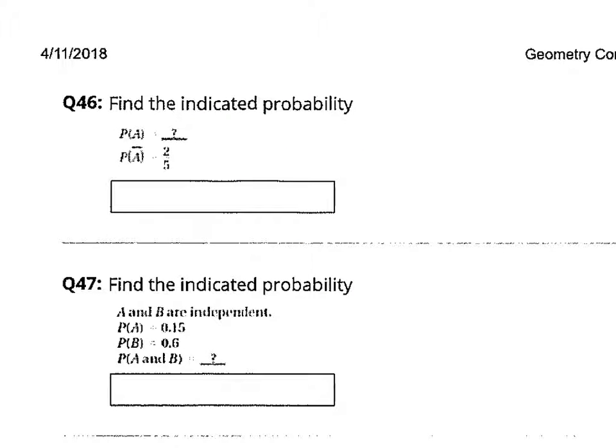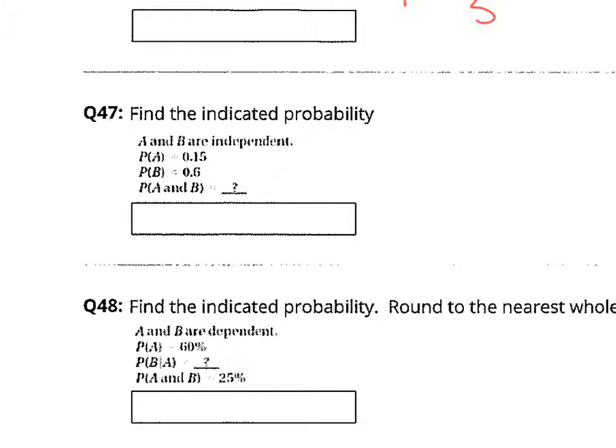Okay, number 46, to solve this one, all you got to do is take 1 minus 2/5. That's all you got to do. On number 47, all you got to do is take the A number times the B number. Okay, so 0.15 times 0.6.